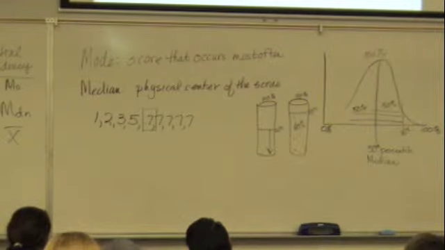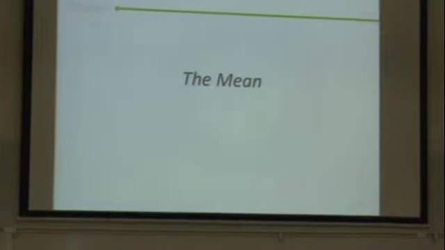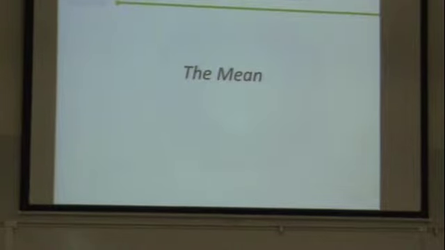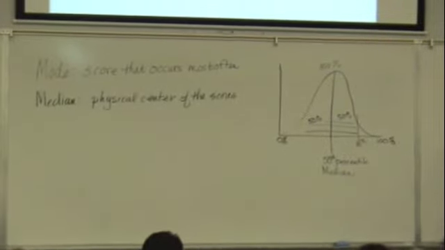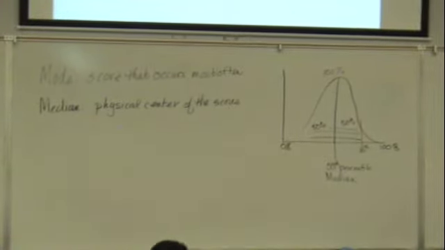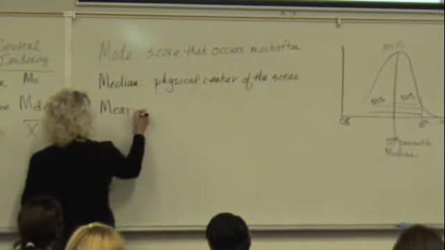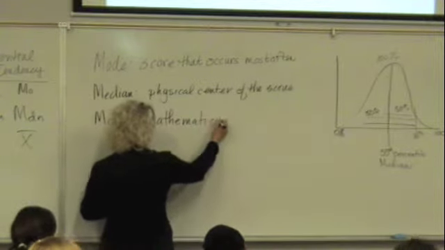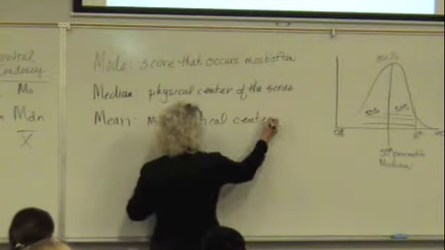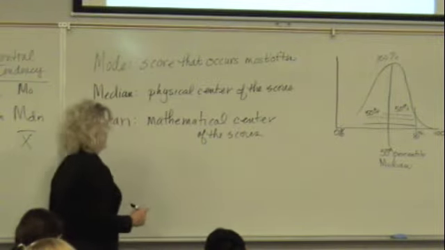Now we'll look at the mean. The mean's the one we'll use the most. And the mean is going to be the mathematical center. Some of the percentile notes are at the end of chapter 1, about 3 slides, if you want what I had written on the slides. So the mean is the mathematical center of the scores. So we have a physical center and a mathematical center.